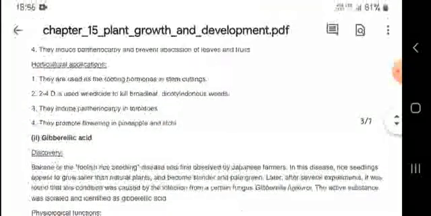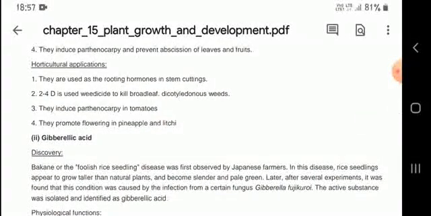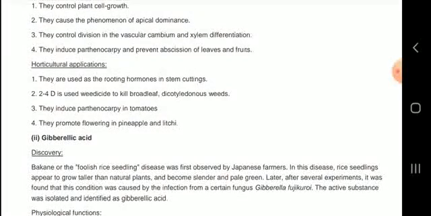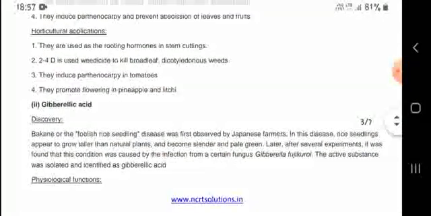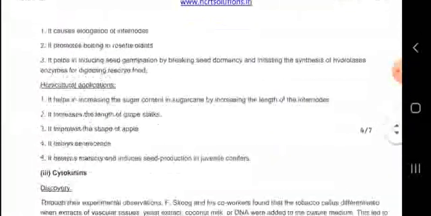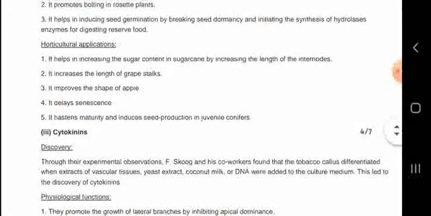So what is gibberellic acid? So the bakanae or foolish rice seedling disease was first discovered by Japanese farmers. They discovered it. And application of this is it helps in the increase of the sugar content, and also it increases the length of the grape, and it delays senescence.